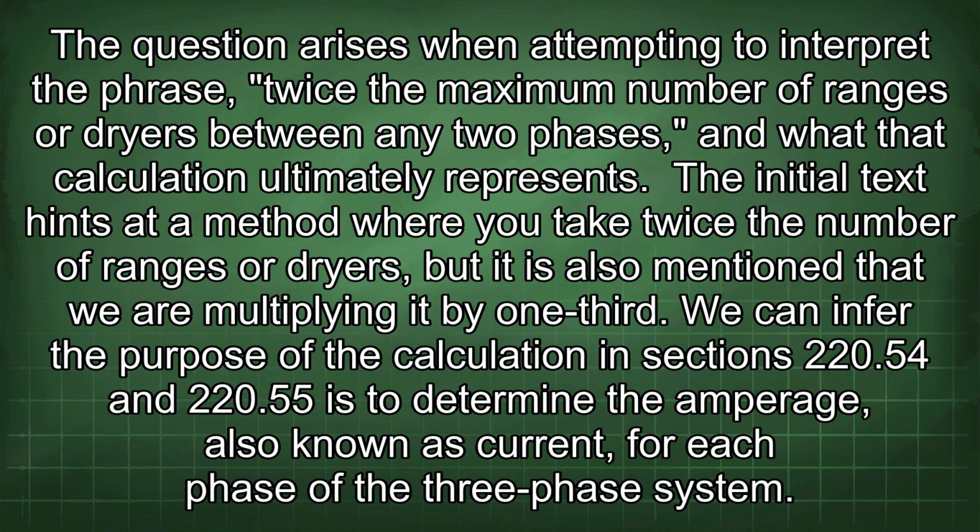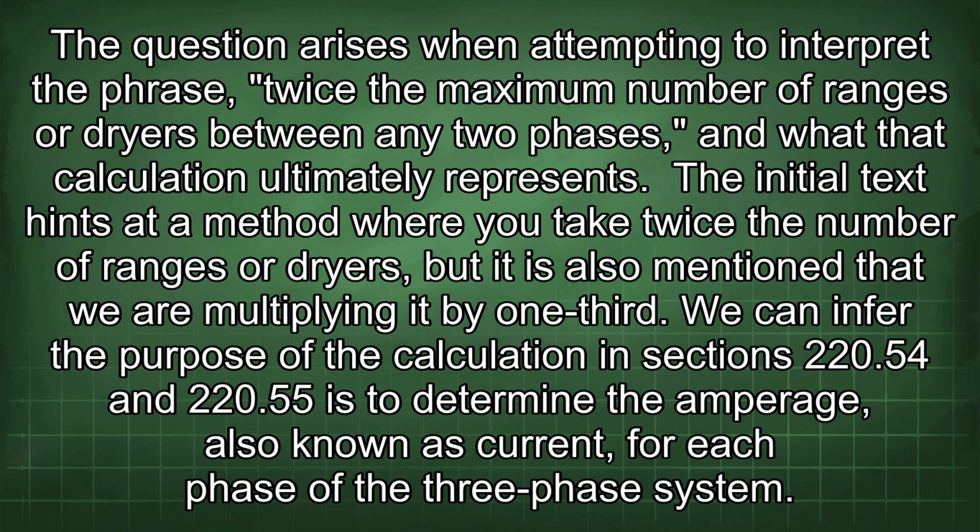These sections provide guidance on calculating the demand load for electric ranges and clothes dryers when connected to a three-phase system. The question arises when attempting to interpret the phrase "twice the maximum number of ranges or dryers between any two phases" and what that calculation ultimately represents. The initial text hints at a method where you take twice the number of ranges or dryers, but it is also mentioned that we are multiplying it by 1/3.